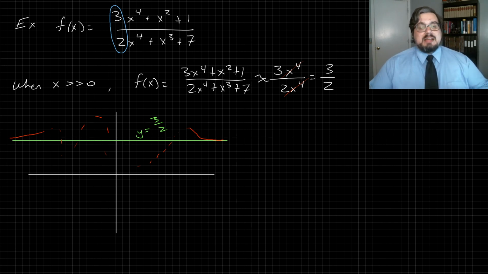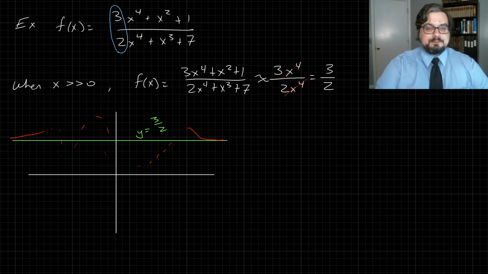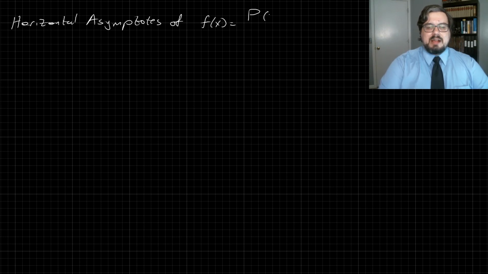Now, as it turns out, if the degree of the numerator is higher than the degree of the denominator, then we have no horizontal asymptote. However, we're going to split that up into a couple of cases, one of which we will handle in more detail in a little bit. So, the horizontal asymptotes of the function f of x, which is a rational function with numerator p of x, denominator q of x.